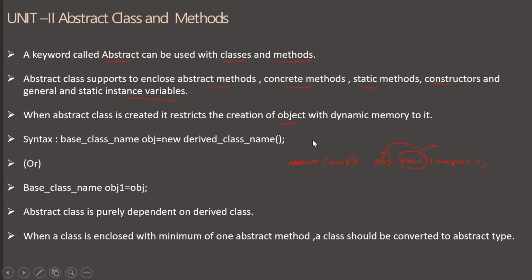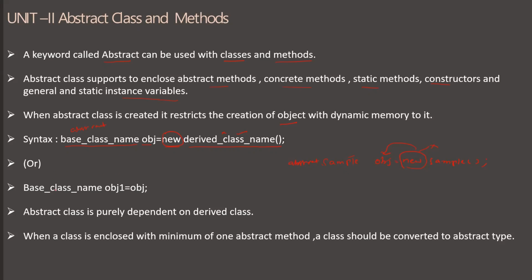Now, how can I create the object for that? This is the syntax: base class name object equals new derived class name. Here the base class is an abstract type. So if the base class is an abstract type, then I can't create an object using the new keyword for the base class. That's the reason I'm going to use the derived class name here. That is one way of creating the object.